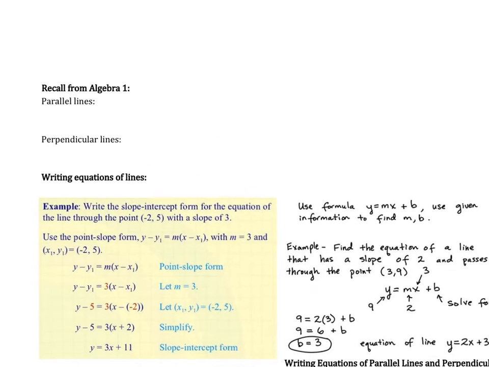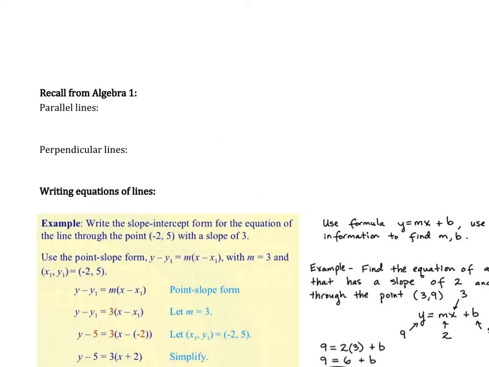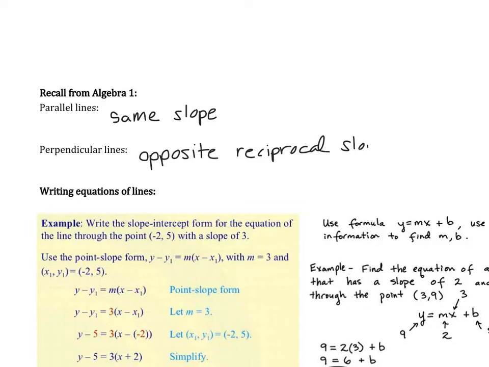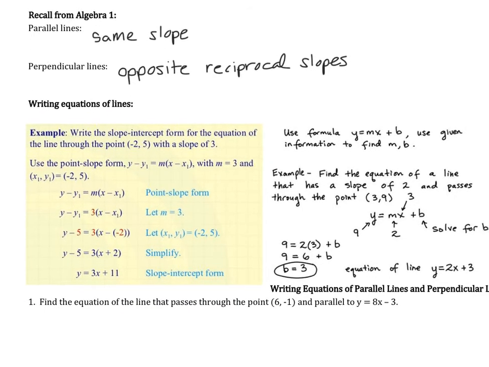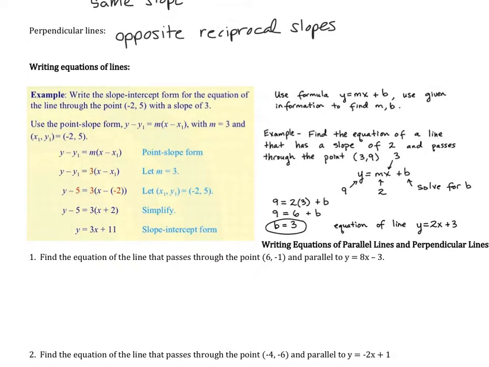So that brings us to recalling some rules from Algebra 1. Parallel lines always have the same slope, which we determined in that first example. And perpendicular lines have what we call opposite reciprocal slopes. So we're going to be using both of these facts today, and we are going to be writing equations of lines.